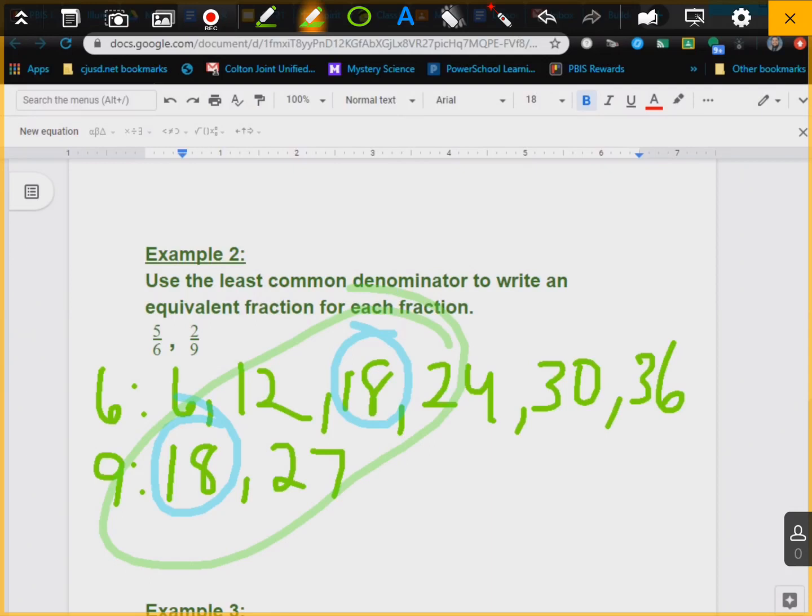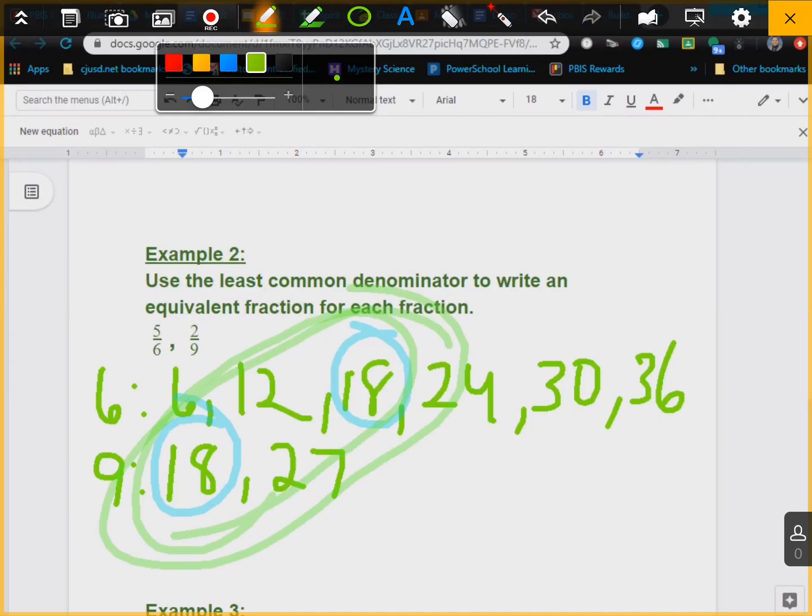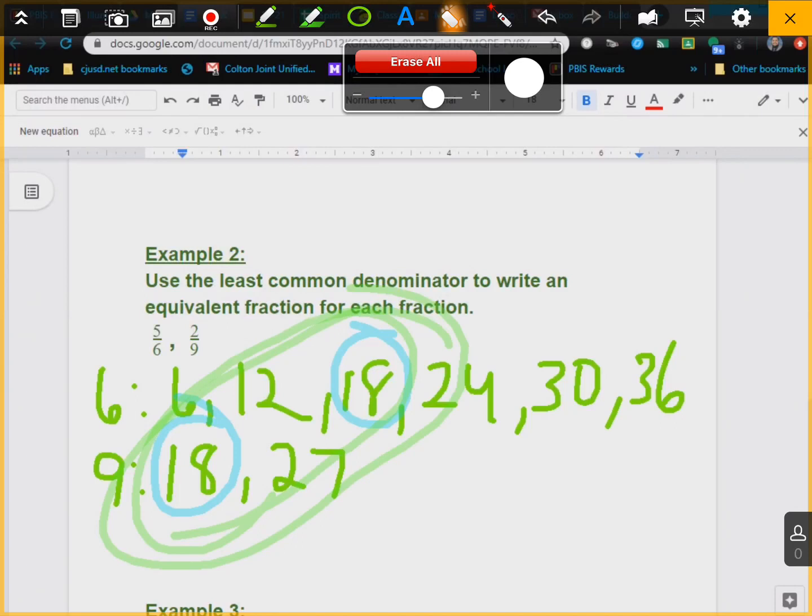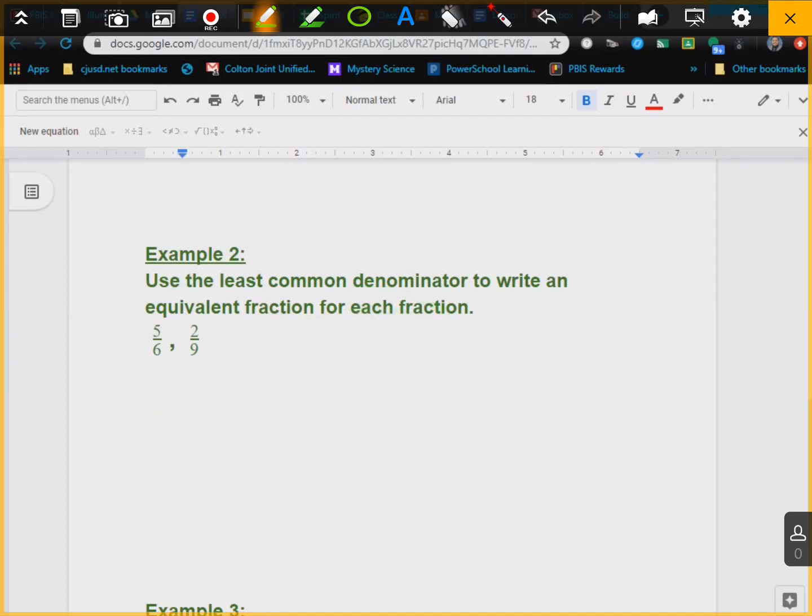When I say least common multiple, it's the lowest number that two numbers have in common that is a multiple of them. Multiples are when you multiply that number by something, the product would be the multiple. Hopefully that makes sense. If you have questions, write that down. But 18 is the least common multiple and the least common denominator. So I know that my fractions have to have a denominator of 18.